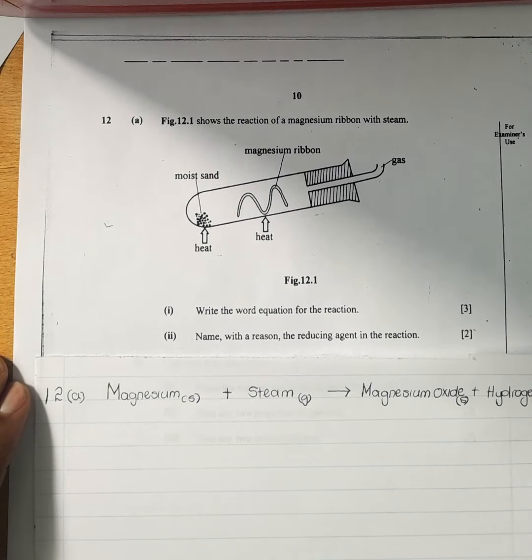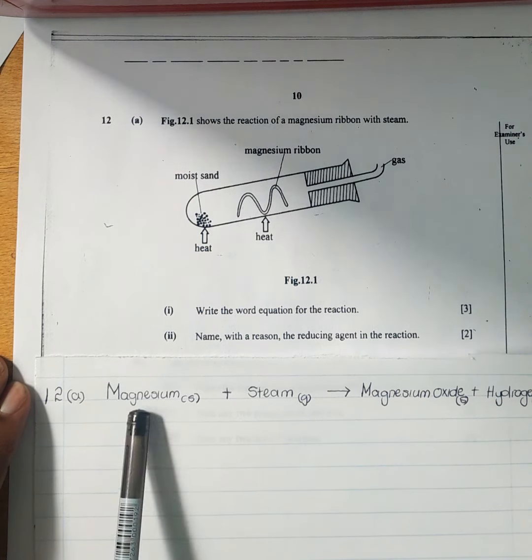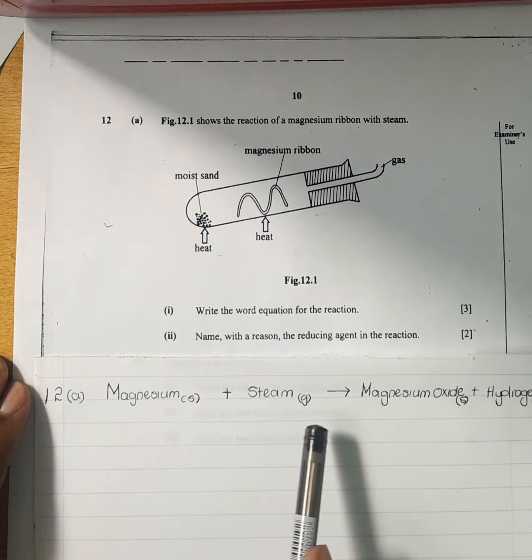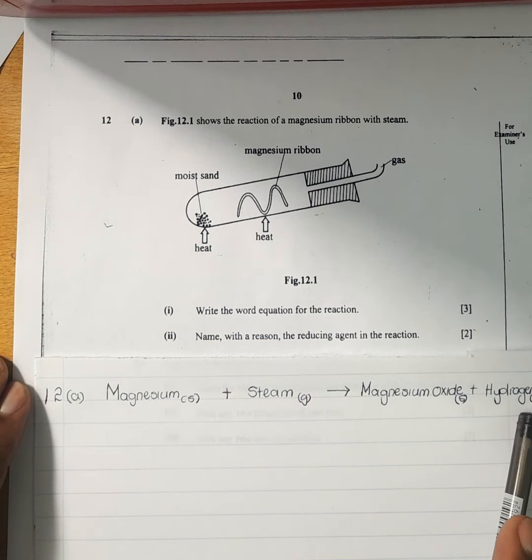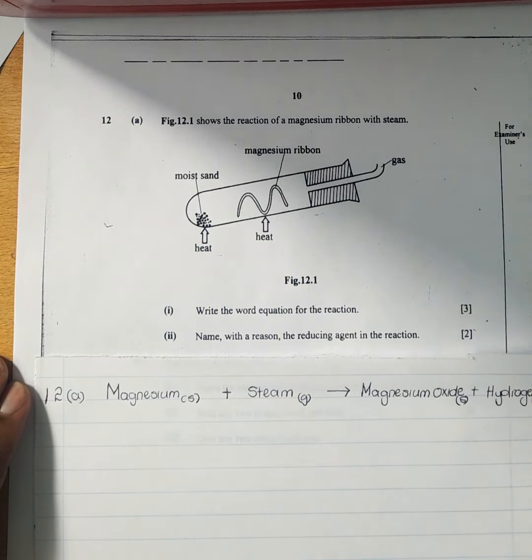And then on part 2, we are supposed to name, with a reason, the reducing agent in the reaction. So the reducing agent is going to be magnesium, because it is going to reduce this water into hydrogen. It is going to take away the oxygen from water, so that we now have magnesium oxide plus hydrogen. So it is acting as a reducing agent by doing that.